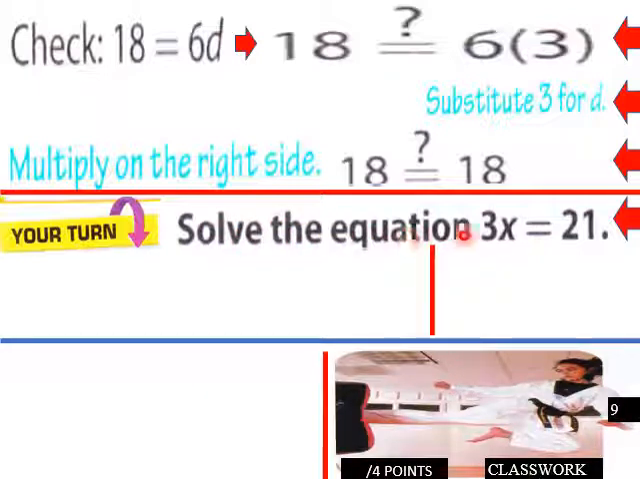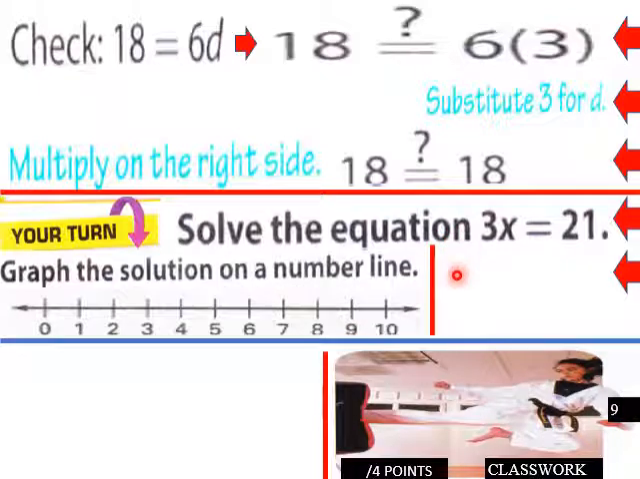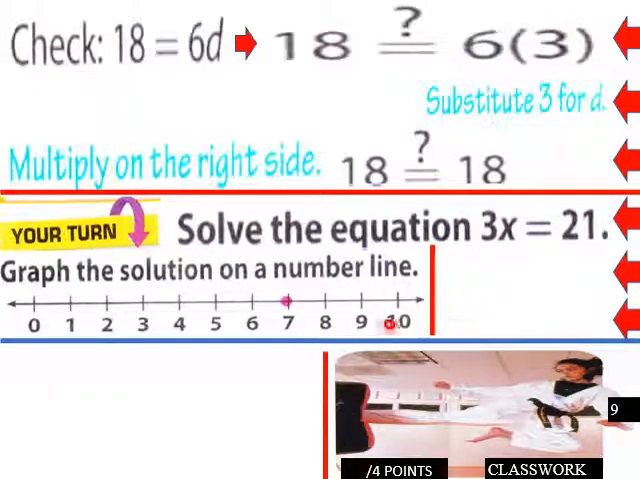Now solve the equation 3x equals 21. Again, graph the solution on a number line. Here's 7. Here's our solution right here, 7.